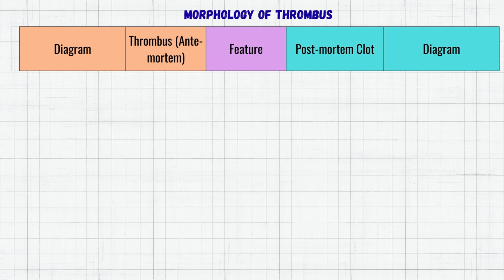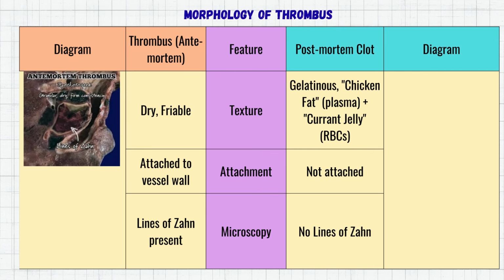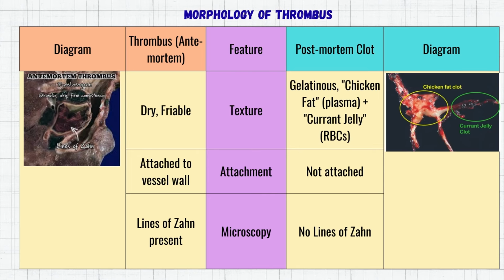Morphology of a thrombus. How do you tell a thrombus, that is a pre-mortem clot, from a post-mortem clot? Look at this table. The texture of a thrombus or the pre-mortem clot is dry and friable, while the texture of a post-mortem clot is gelatinous, chicken fat due to plasma and currant jelly due to RBCs. Thrombus is attached to the vessel wall, whereas the post-mortem clot is not attached.